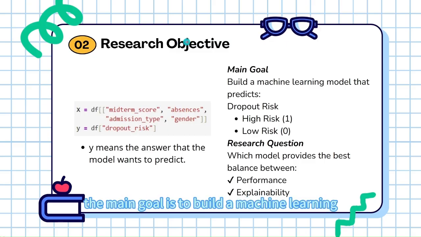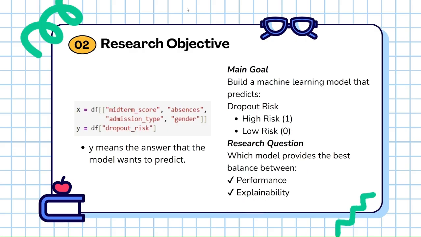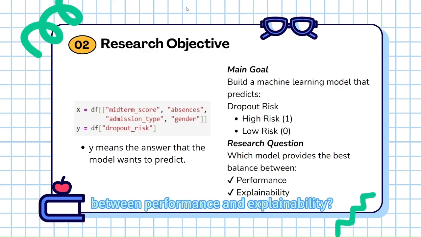This slide explains the main objective of our project. The main goal is to build a machine learning model that predicts dropout risk. There are two possible prediction results. High risk is represented by 1. Low risk is represented by 0. The research question is: which model provides the best balance between performance and explainability?